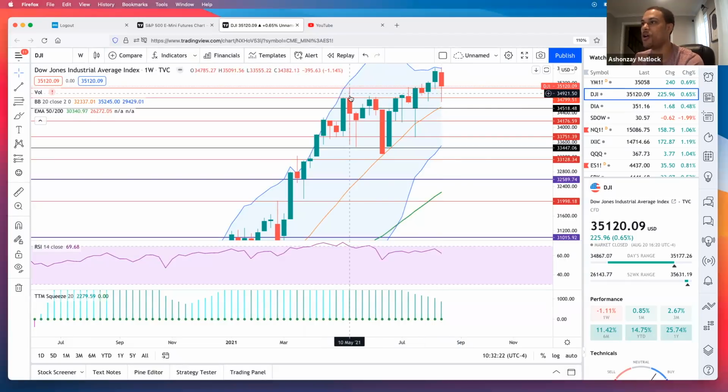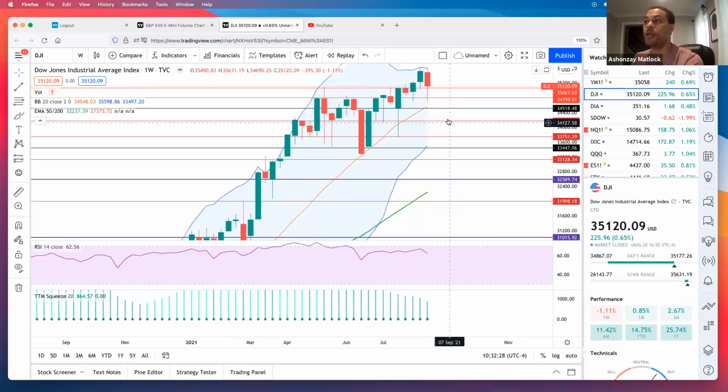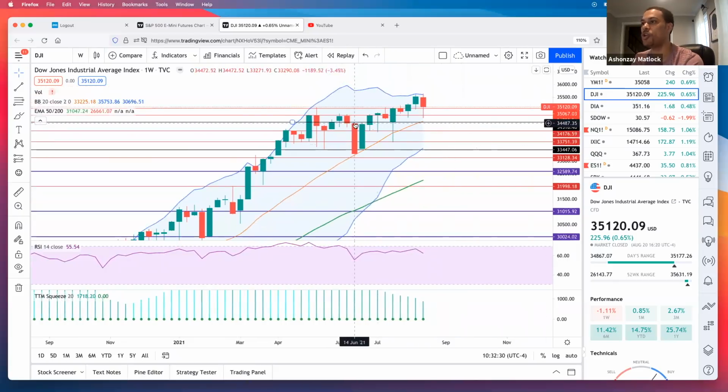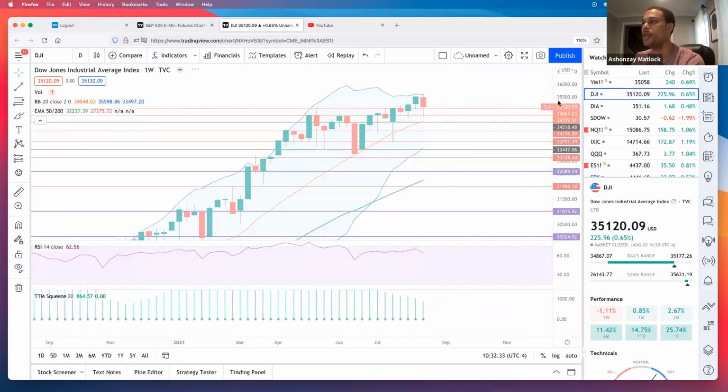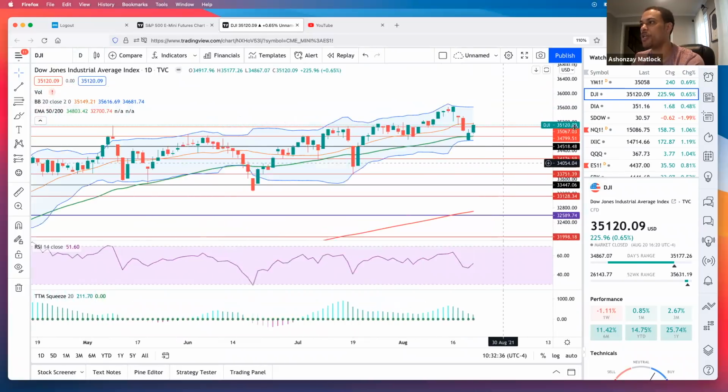And then we also had a bigger sell-off here. We had a bigger sell-off here and a big sell-off here. So you can see where the bears want to get the Dow Jones in order for them to really be able to push it down. So let's just zoom in and take a look at what we see on a daily perspective.